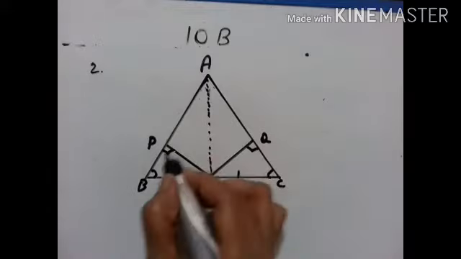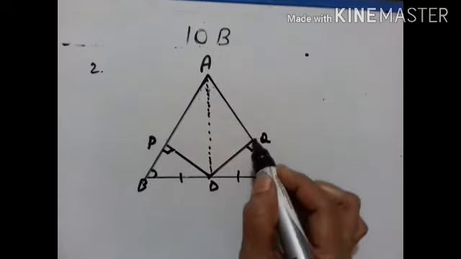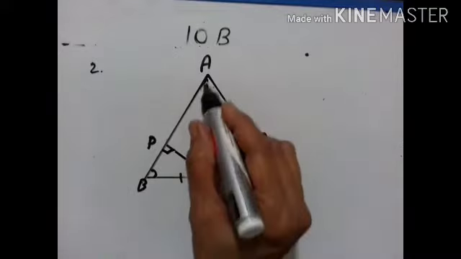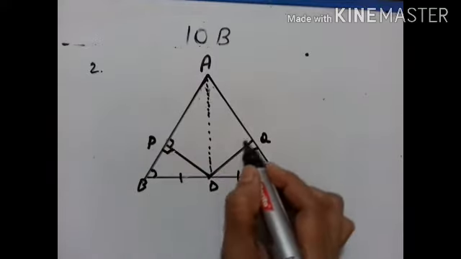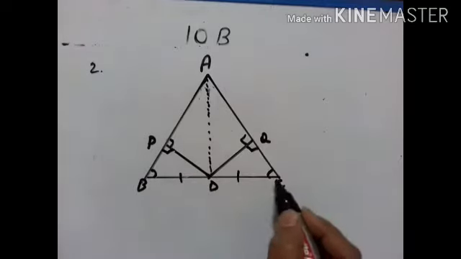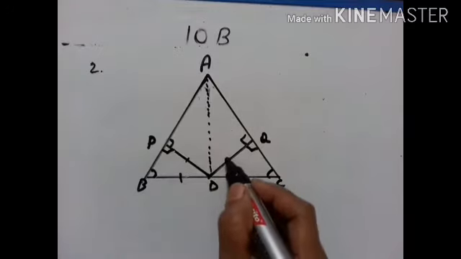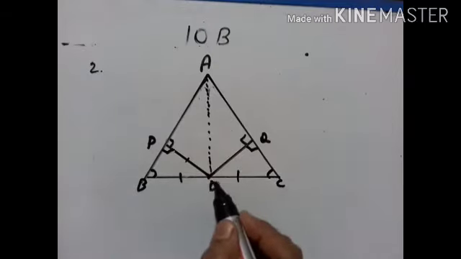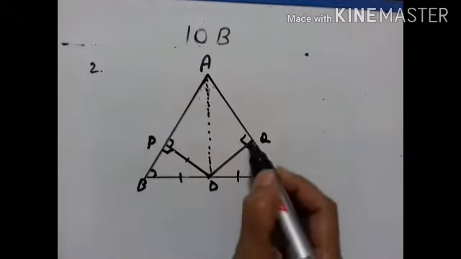Next we have to prove that AP is equal to AQ. Now in triangle ADP and triangle ADQ, AD is common side. AD is equal to AD. Angle APD is equal to angle AQD because DP is perpendicular to AB and DQ is perpendicular to AC. Now DP is equal to DQ, CPCTC. We have proved that triangle DPB is congruent to triangle DQC. Therefore DP is equal to DQ, CPCTC.